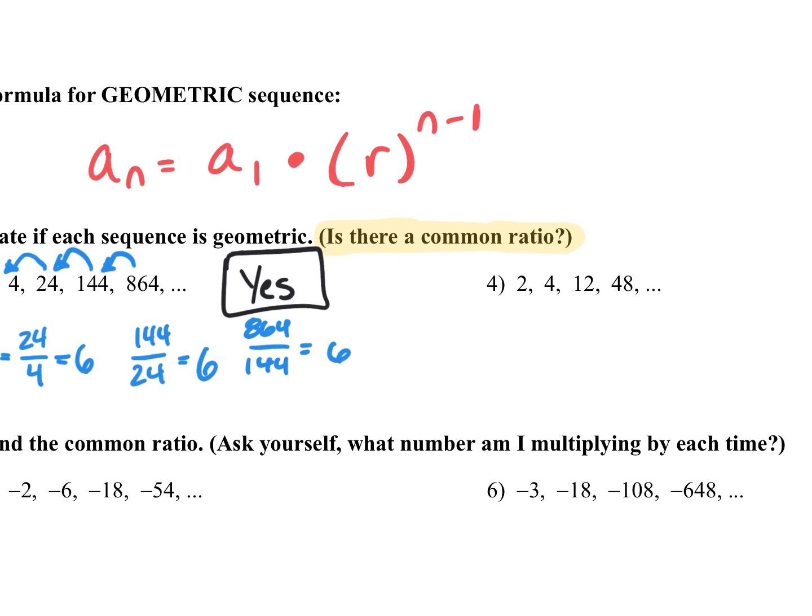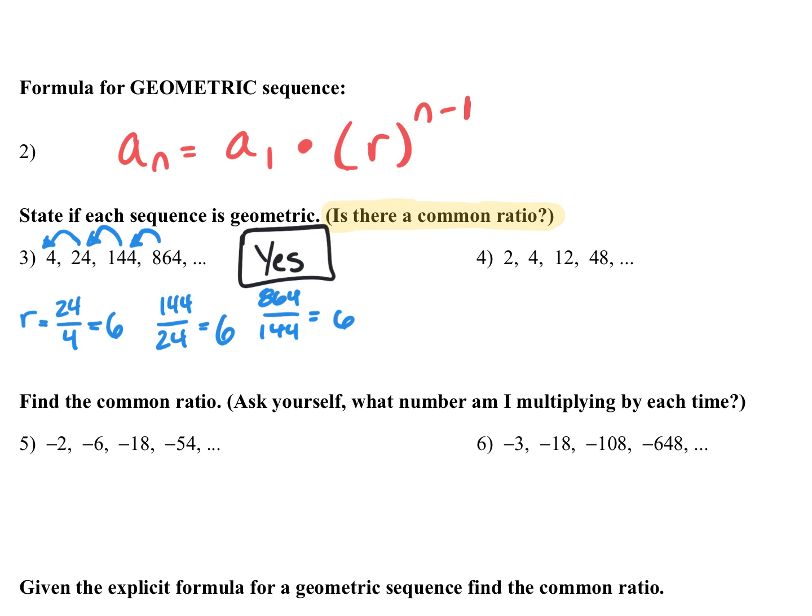All right, now, let's look at number 4. Let's see if that one holds for that pattern. Okay, well, remember, I've got to take the second, divide it by the first. So here, 4 divided by 2 is 2. Then you got to check the next one. Well, 12 divided by 4 equals what? 3. Are those the same? No. Since the ratio is not the same, it would not be geometric.